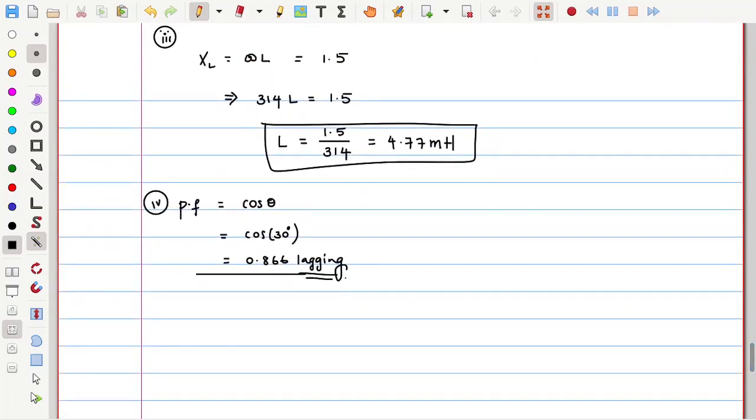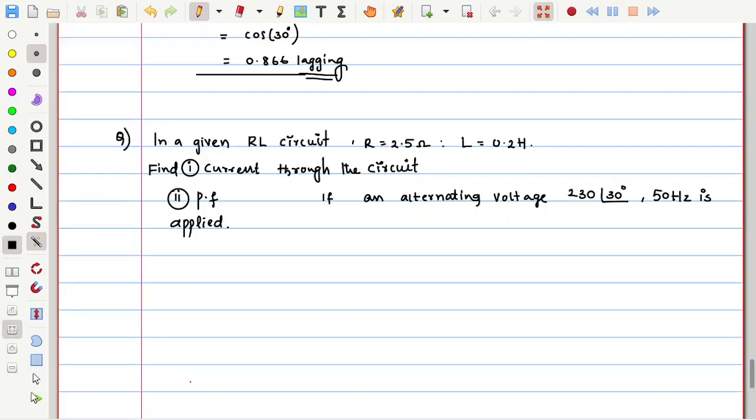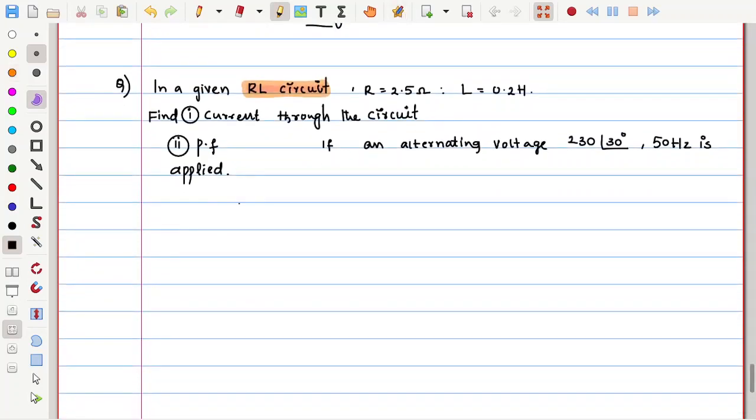This is a different kind of problem, so read every statement of the given problem. Here the given circuit is an RL circuit. If it is not specified whether it is series or parallel, treat it as series only. Clear? Treat it as series. So the moment you see this, let us draw the diagram, with R and L in series.